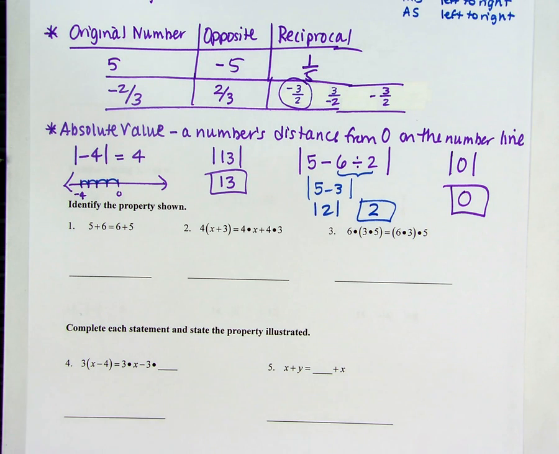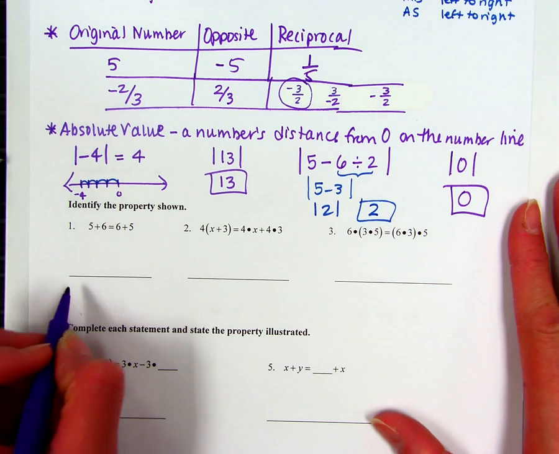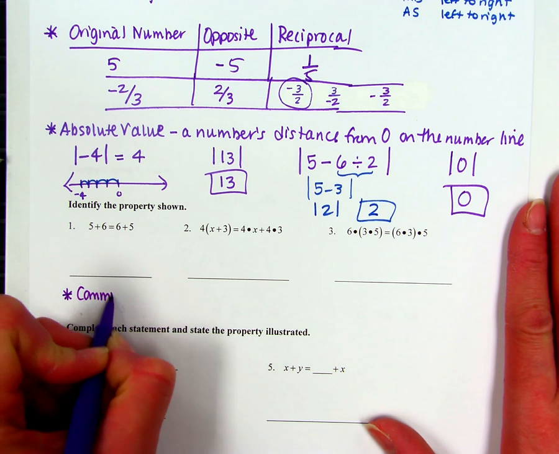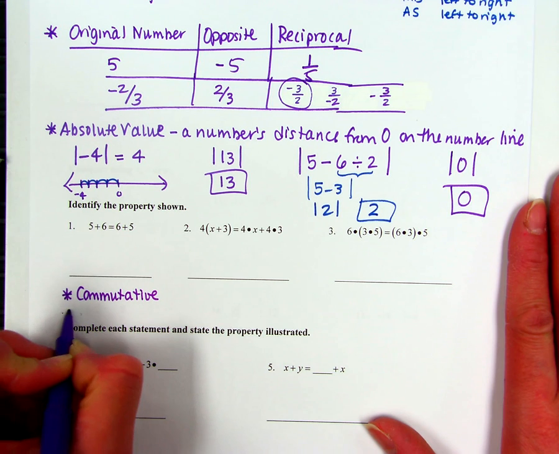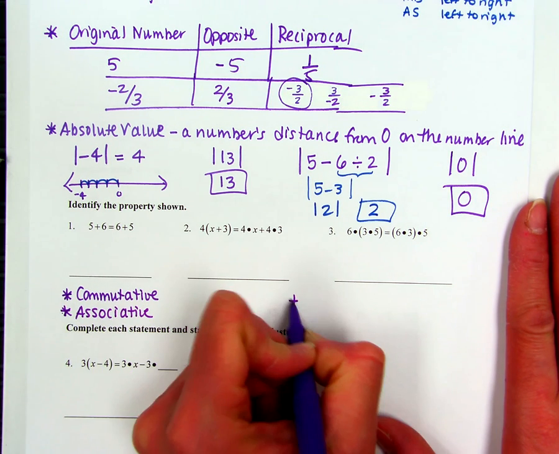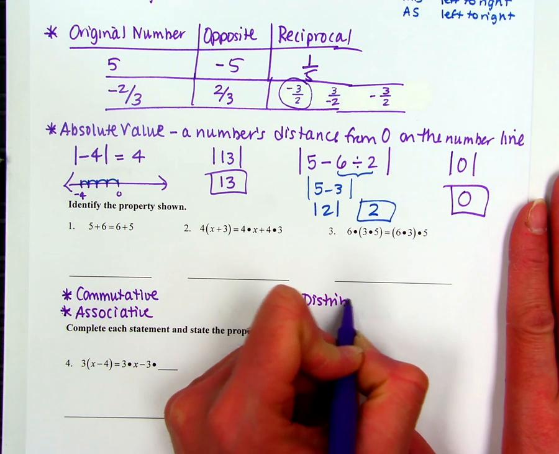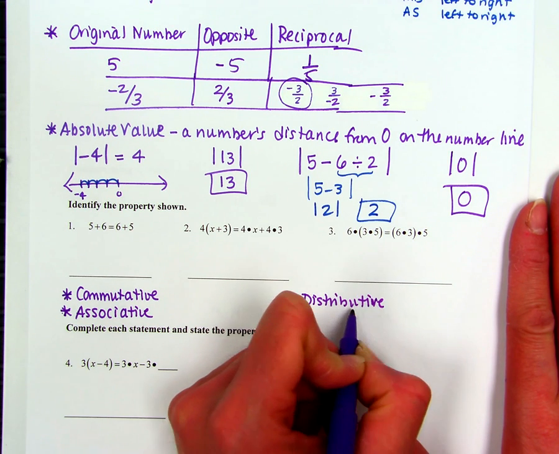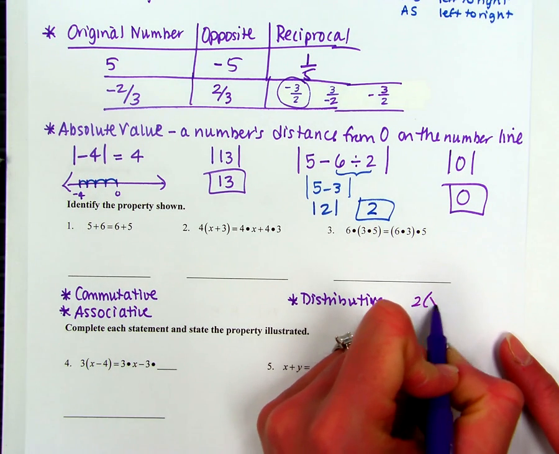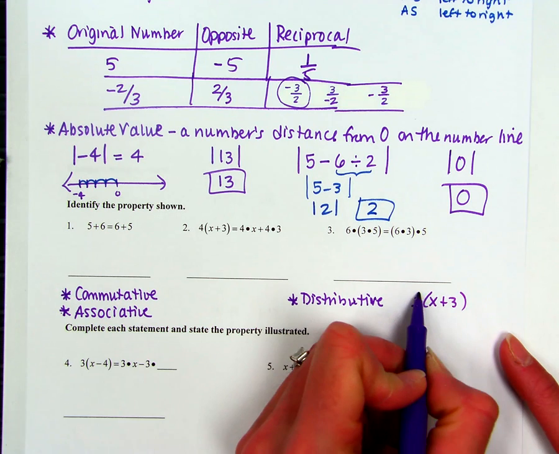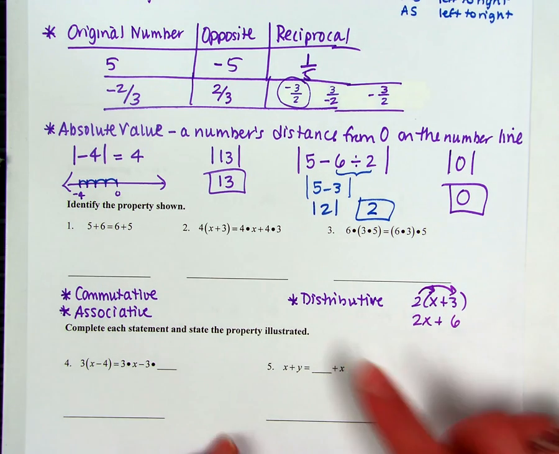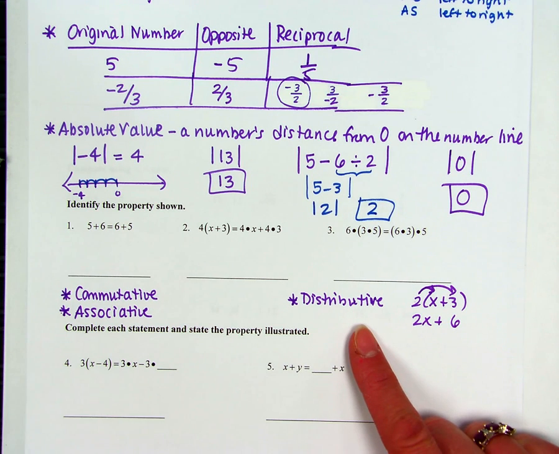Okay, so it says, identify the properties shown. I didn't have room up at the top, so I'm going to write down your 3 properties that you need to know. There's the commutative property. There's the associative property. And there's the distributive property. I think most people are familiar with the distributive property, something like 2 times x plus 3. That means to distribute. We've heard that term before, 2x plus 6. So if you see something that looks like that, that's distributive property.